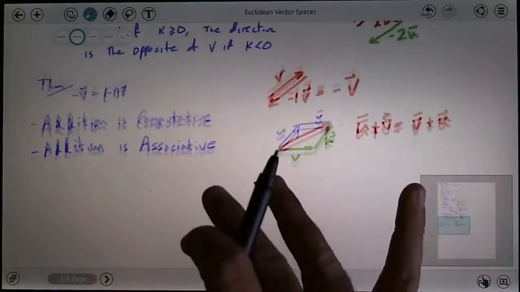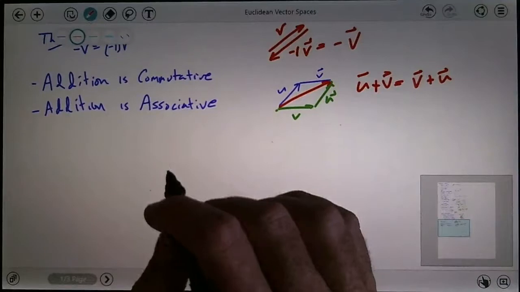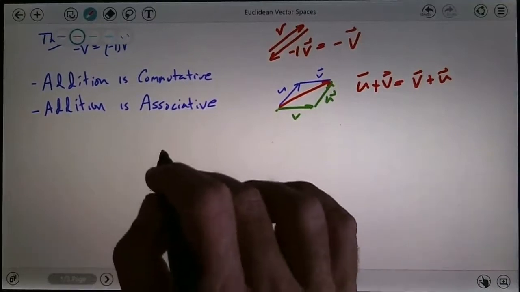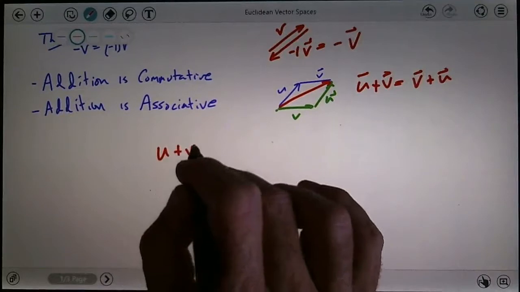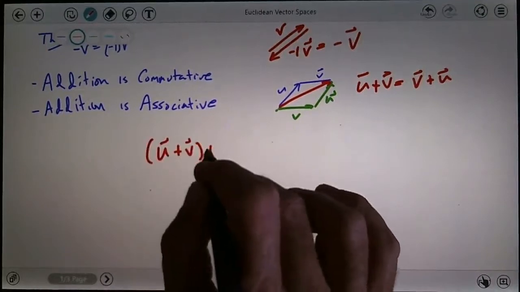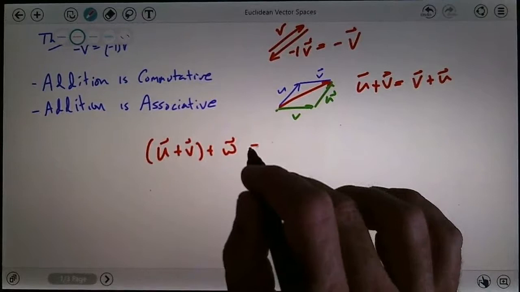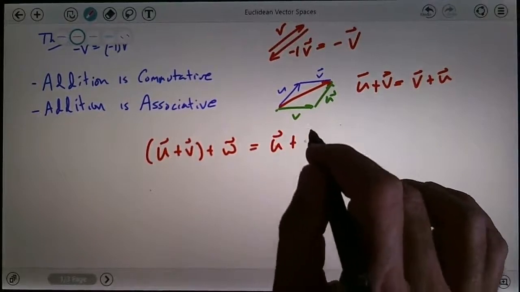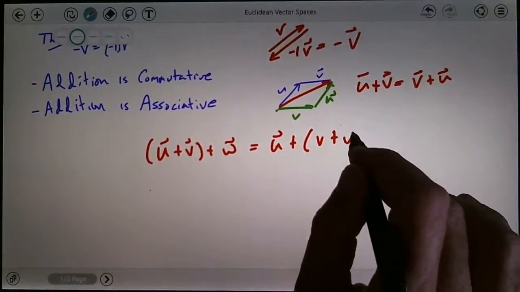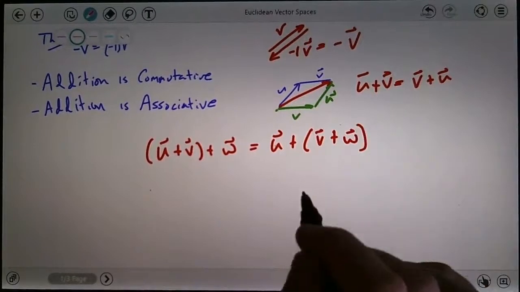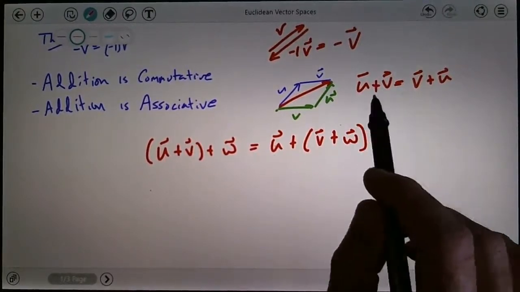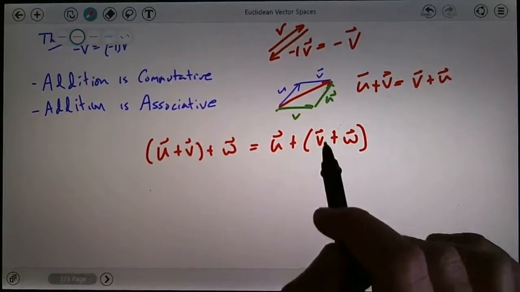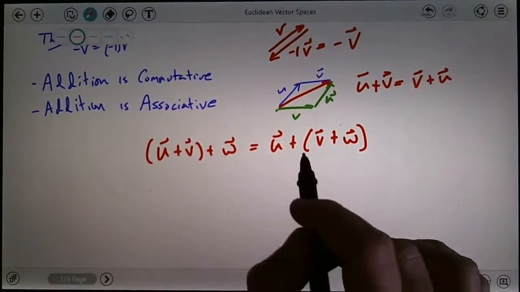This one, the picture gets a little more complicated, but let's see if we can do it. Associativity is something that looks like this. If I have u plus v plus w, I claim that that's the same as u plus v plus w. Now with matrices, we had to be careful about the order, particularly when we were multiplying. But vectors, just adding vectors, you can do them commutative. But you can also regroup them like this.